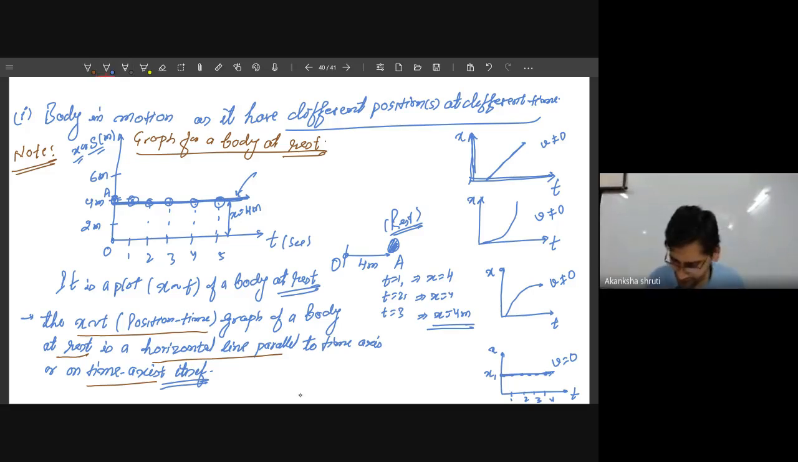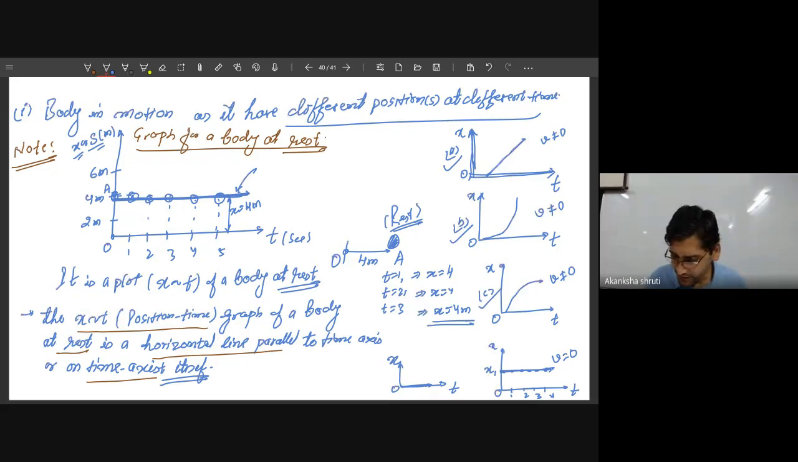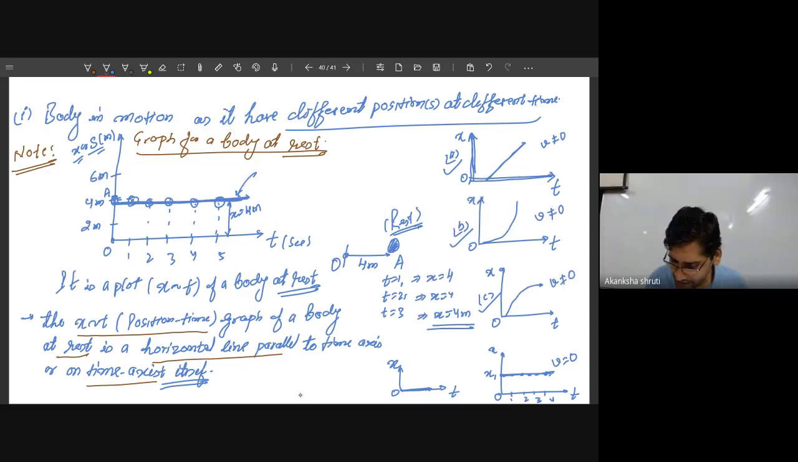So this we have already drawn. It could be like this one also. Here itself, this was the time axis, this was the position axis, this is the origin. So in this first case, A, the body is in motion. In the second case, B, the body is also in motion, but it is non-uniform. In the third case, the body is in motion, also non-uniform. But in this D, the body is at rest.